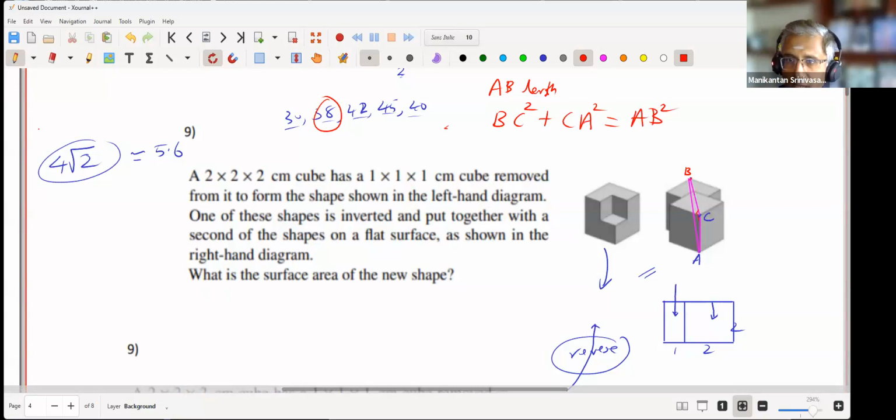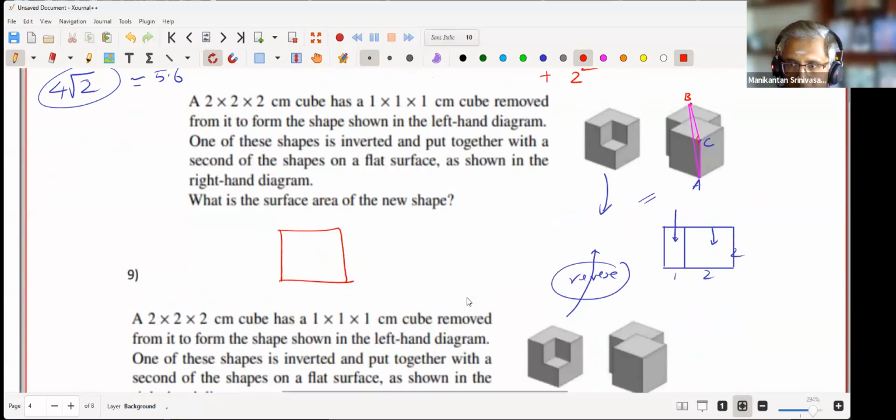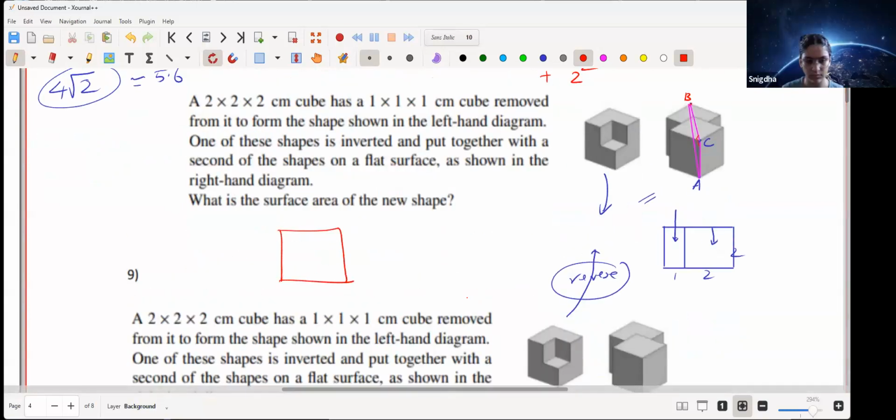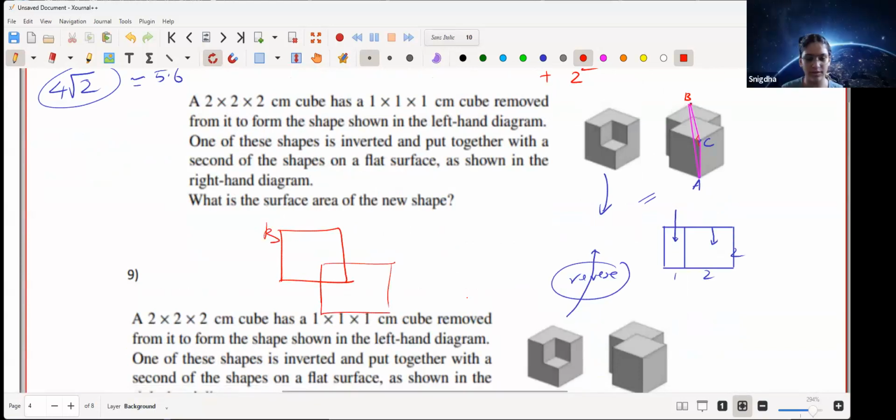Right? Okay. Now CA we already know. We all know CA is 2 because the side of the cube is 2. Now BC is also easy. BC is what we have from the top view. This is B and this is C, right? Those are the two extremes on the square. So B is sitting somewhere here and C is at this corner.